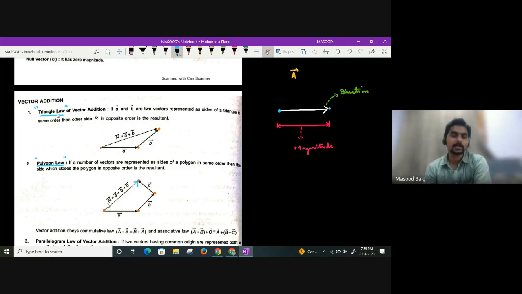Triangle law is nothing but basic polygon law. Or if you upgrade triangle law, you will get polygon law. Did you understand?